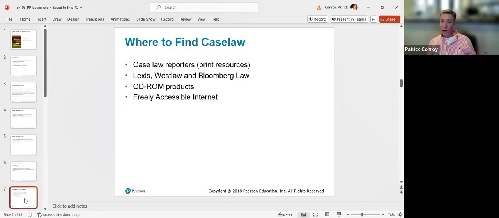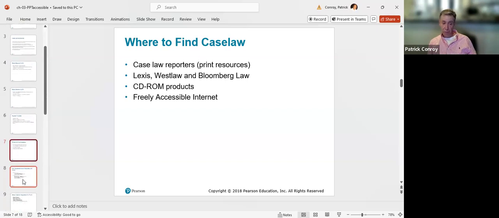Okay, where to find case law? Case law reporters, volumes of books, Lexis, Westlaw, and Bloomberg Law. These are the electronic databases. There's some CD-ROM process, and there's some freely accessible on the internet. I'm going to have a second video where I show you a case in LexisNexis, and you can see how it looks and where to find the good stuff.